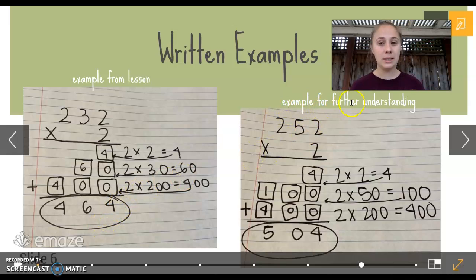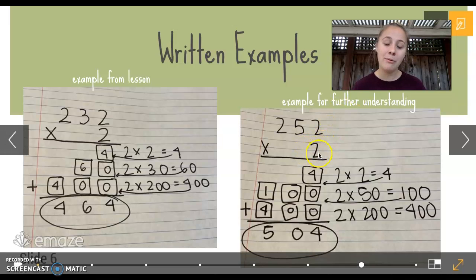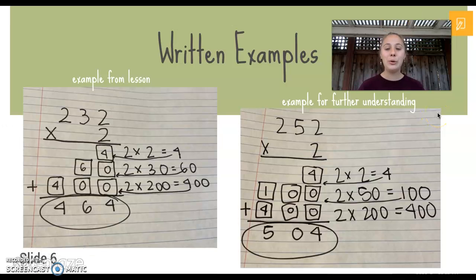I wanted to give you an example for further understanding. Sometimes when you multiply the 1 digit on the bottom of the multiplication problem times the 10, you're going to get an answer in the hundreds. It might not always be in the tens. So for example, I gave you 252 times 2. Well, break it down. Step 1, 2 times 2 is 4. Then we're going to go to the tens place. 2 times 50 is 100. See how 100 is in the hundreds, not in the tens?